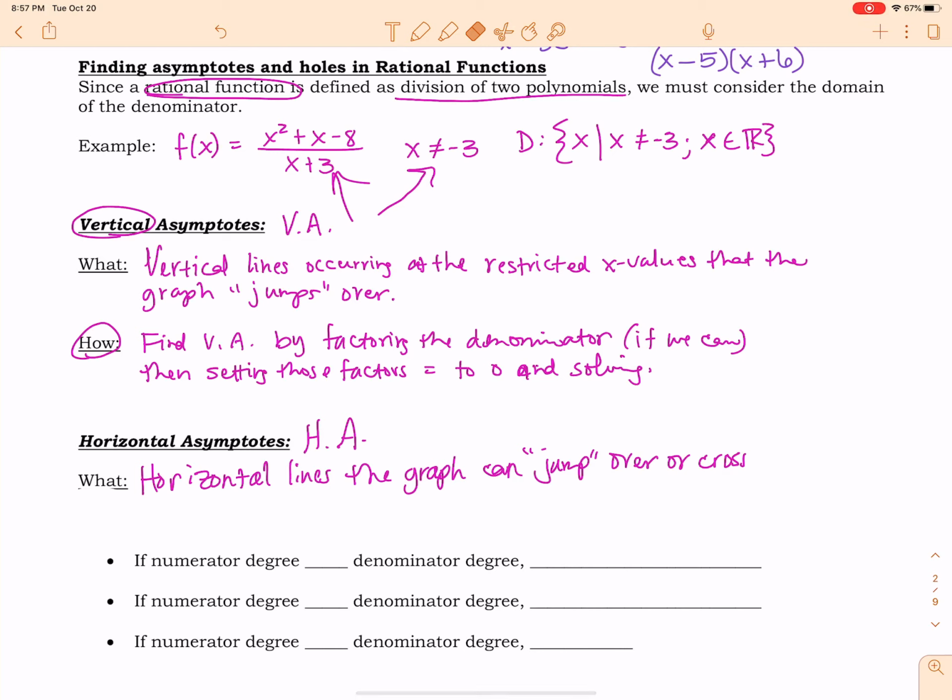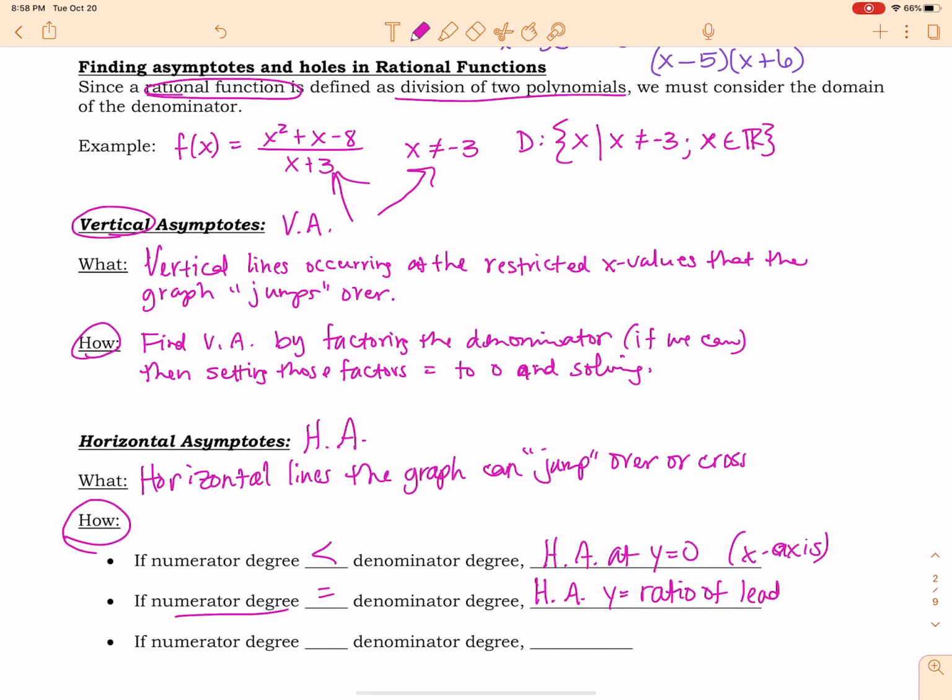So there are rules here for how to find them. We are going to revisit the degree of a polynomial here. If the numerator degree is less than the denominator degree, you have a horizontal asymptote at y equals 0, which is essentially the x-axis, so the x-axis would act as the horizontal asymptote. If the numerator degree is equal to the denominator degree, then you're going to have a horizontal asymptote at y equals a ratio of leading coefficients.